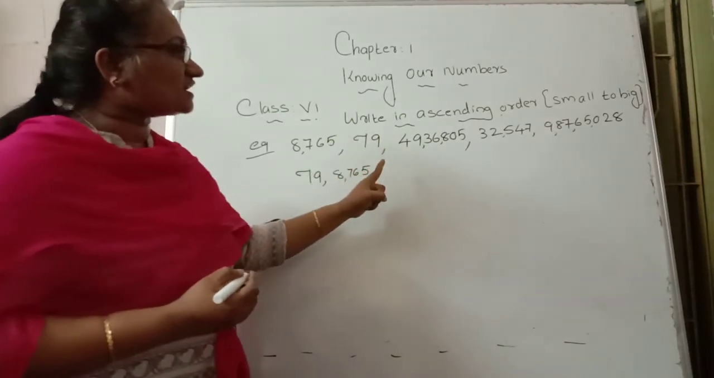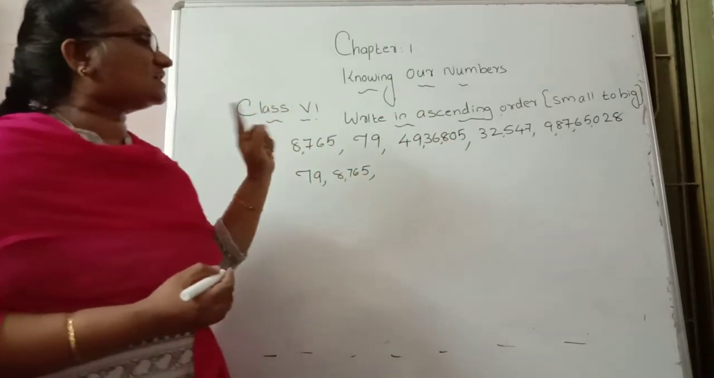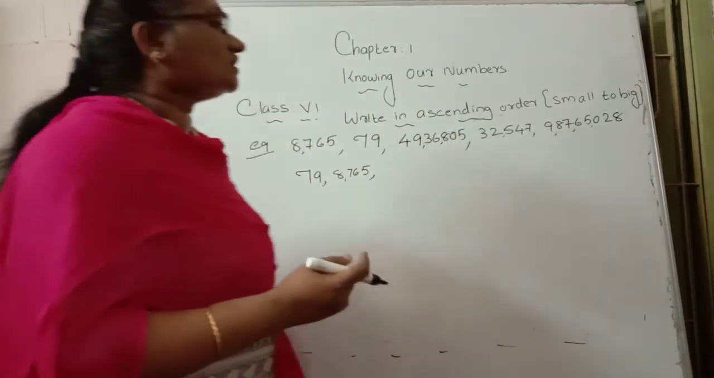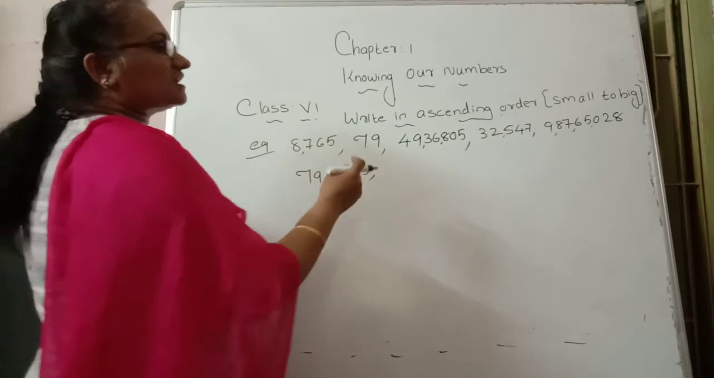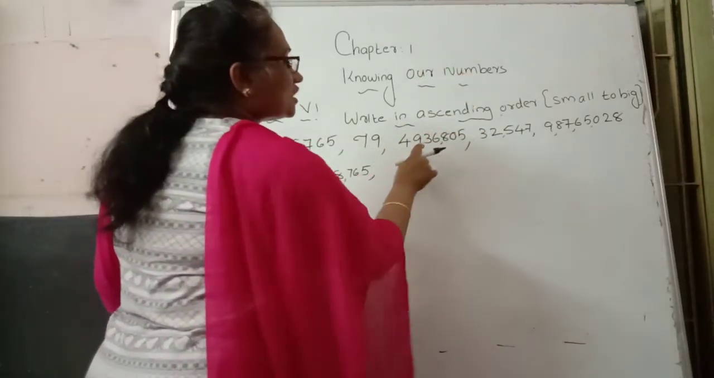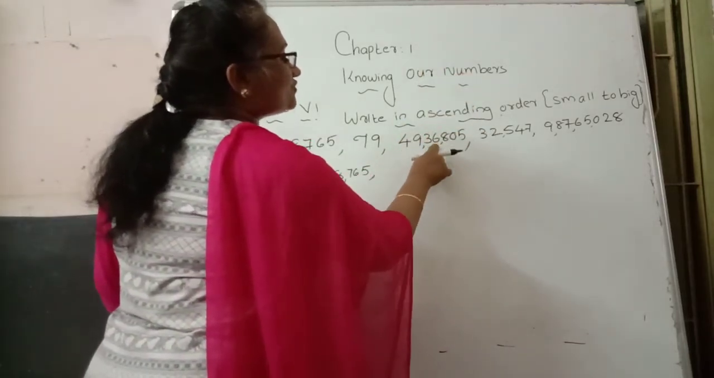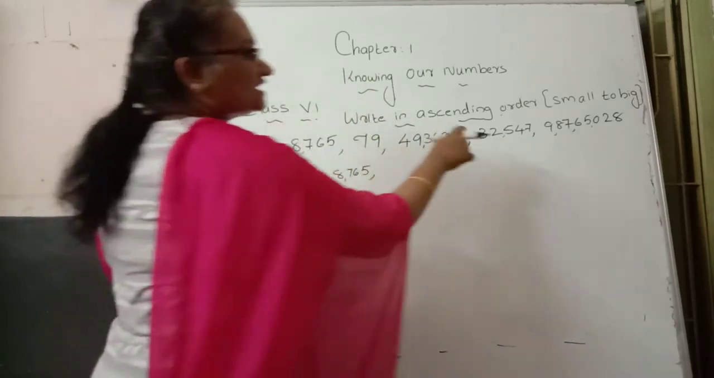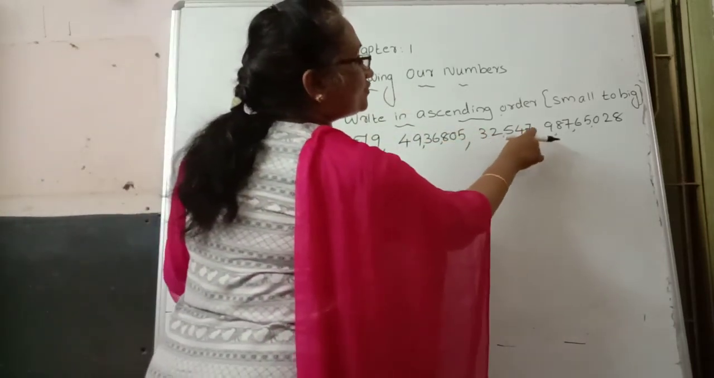Next, which number is coming next among these 3 numbers? Which is the smallest number in these 3 numbers? Here how many digits are there? 1, 2, 3, 4, 5, 6, 7 digits are there. Here how many? 1, 2, 3, 4, 5 digits only.